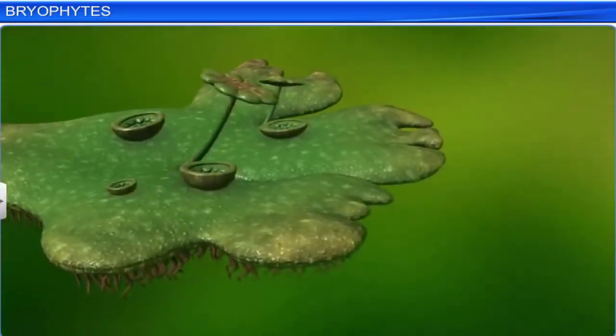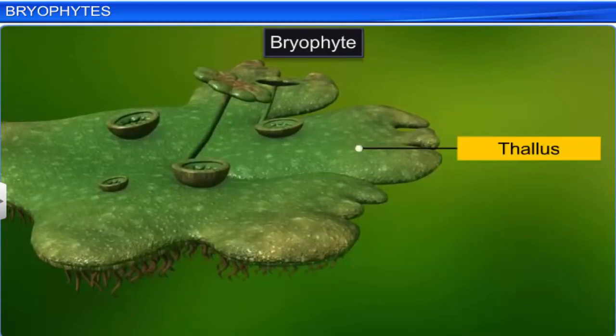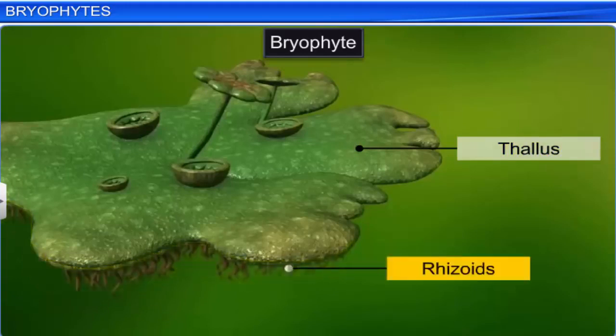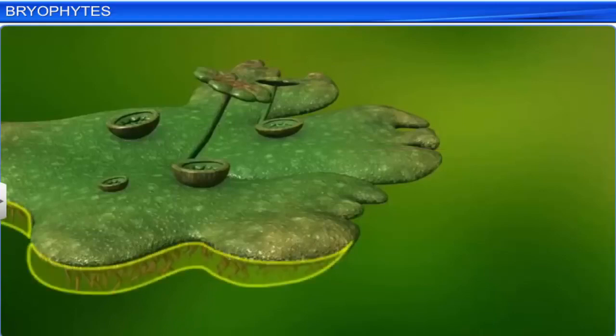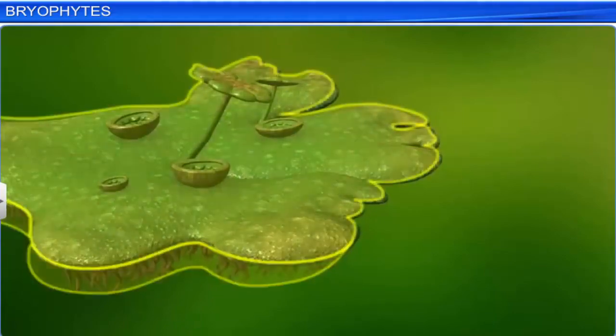Let's now take a look at the different parts of a bryophyte. The plant body is thallus-like and is either prostrate or erect. It is attached to the substratum by unicellular or multicellular rhizoids. The plant body does not have true roots, stem or leaves, but possesses similar structures.